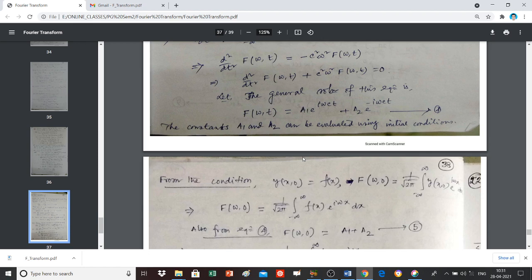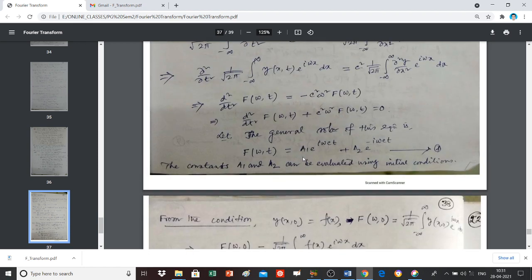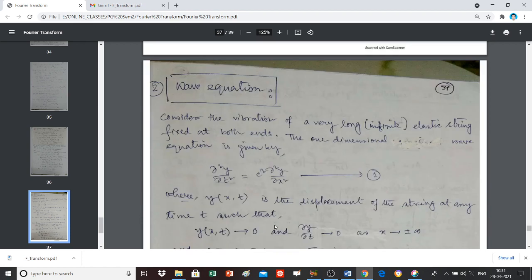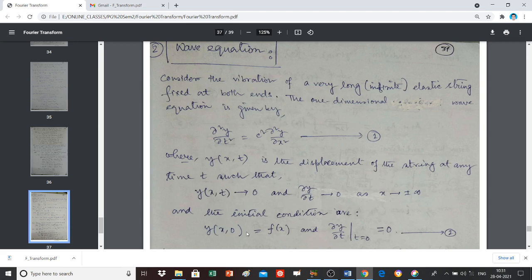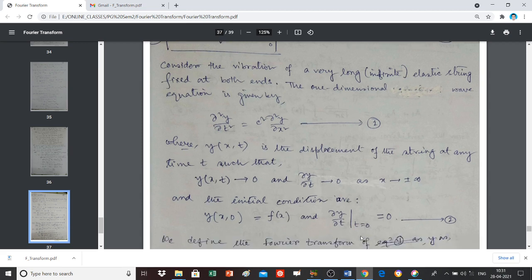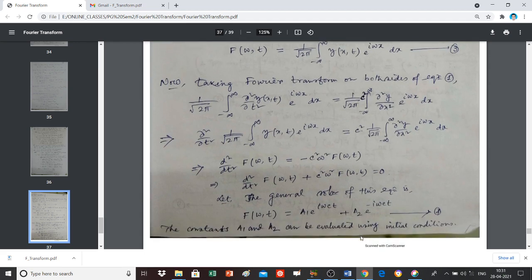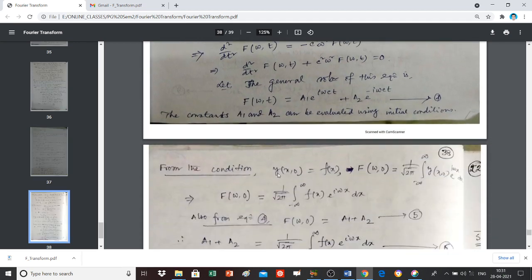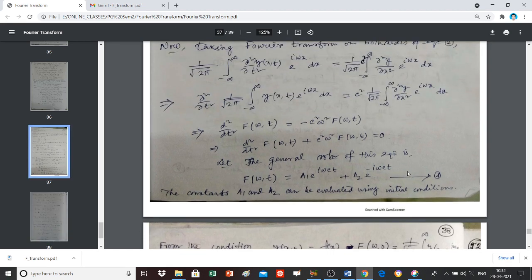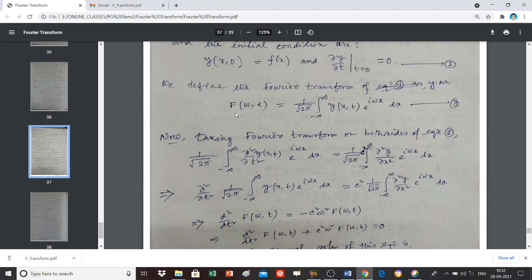From the second condition that was written here, y(x, 0) is equal to f(x), and del y del t is equal to 0. Now we are utilizing the condition y(x, 0). In that case y is exclusively a function of x, that is f(x). Using this we can have the value of F(omega, 0) from this relation, F(omega, 0) equal to 1 by root 2 pi. Go to equation number 3 and just put t equal to 0 here.